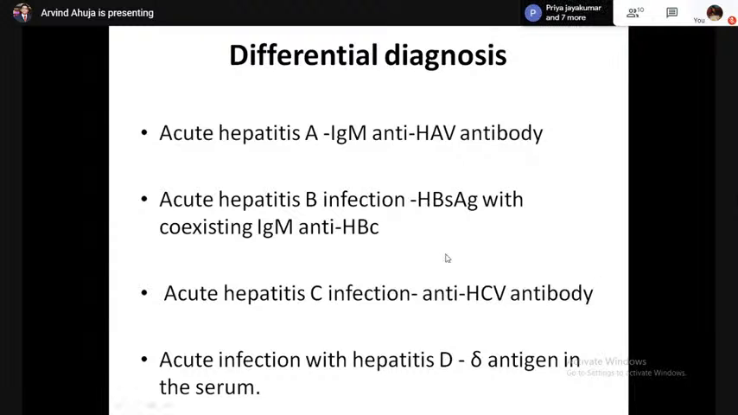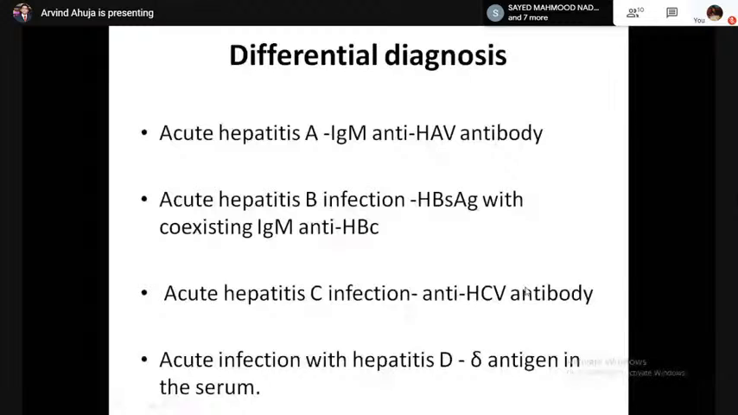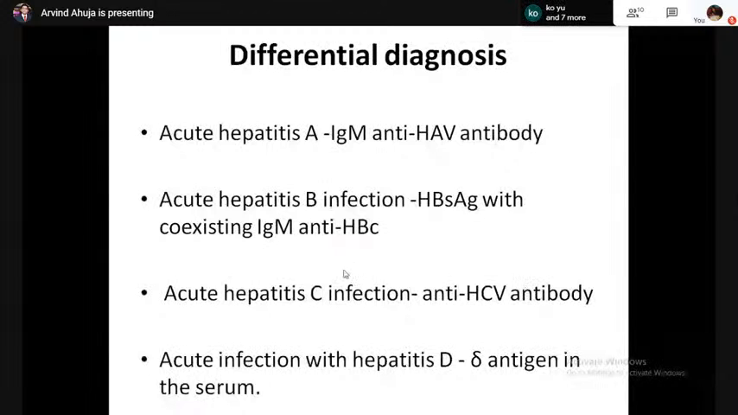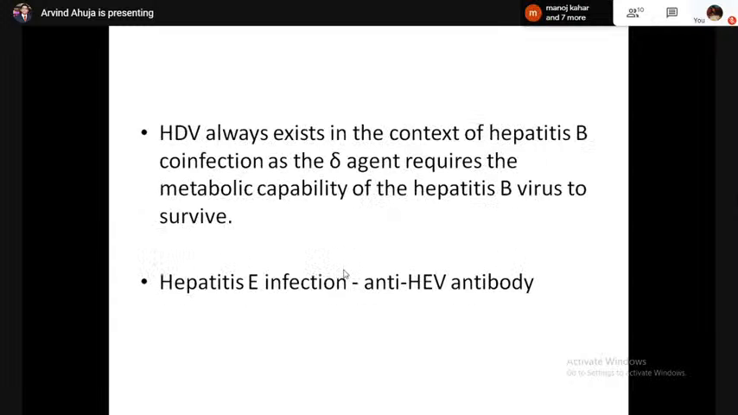Then acute hepatitis C infection, you should have an anti-HCV antibody in serology. And acute infection with hepatitis D, you can find a delta antigen in the serum. It almost always coexists with hepatitis B co-infection, because delta antigen requires the metabolic capabilities of hepatitis B virus to survive. For diagnosis of hepatitis E infection, anti-HEV antibody should be there in blood.